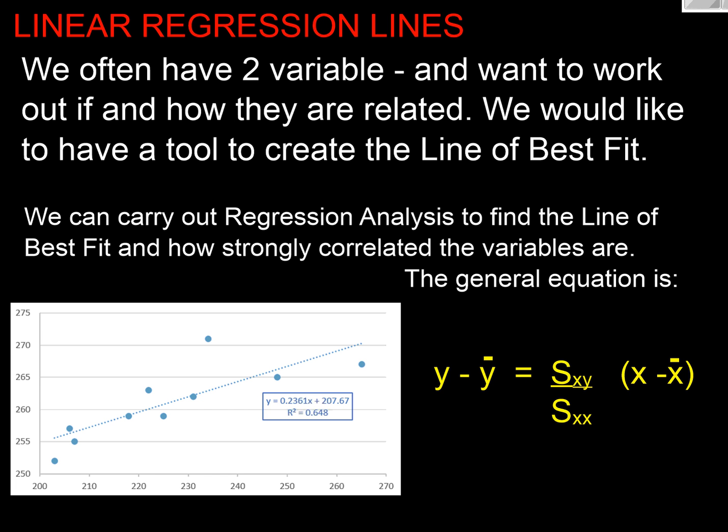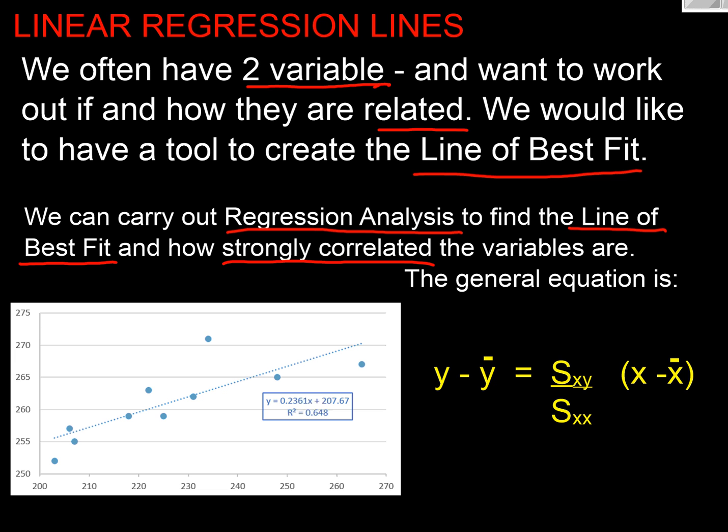Hello, quick video on linear regression and how we use it. We often have two variables and we want to work out how they're related, and we can typically draw a scatter diagram as you've got in the bottom left, and then we do a line of best fit by eye. What would be really useful though would be to have a tool that would do the line of best fit mathematically, and we can use a regression analysis to find our linear line of best fit, and we can use our correlation coefficients to look at how strongly they're correlated.